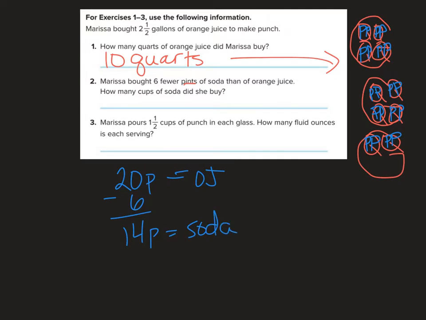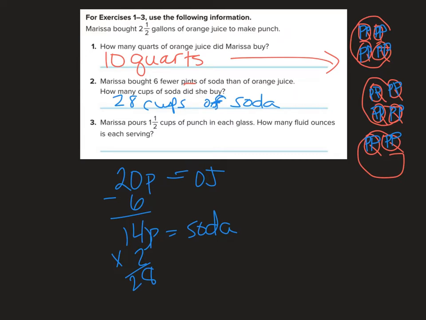Okay, how many cups of soda did she buy? Now we know that there are 2 cups in every pint, so I just need to multiply this by 2 to get the number of cups. So I get 28 cups of soda.